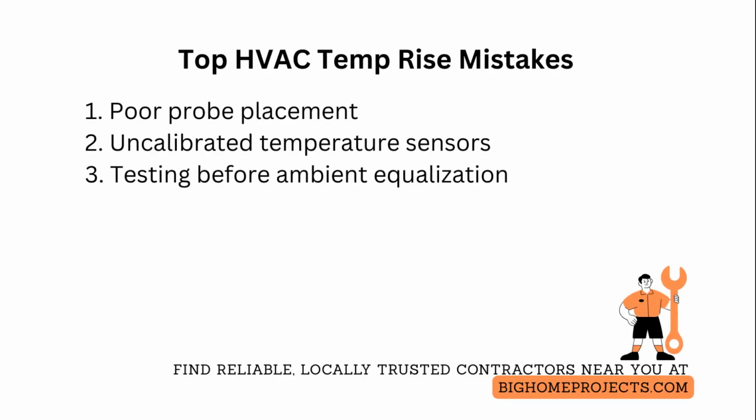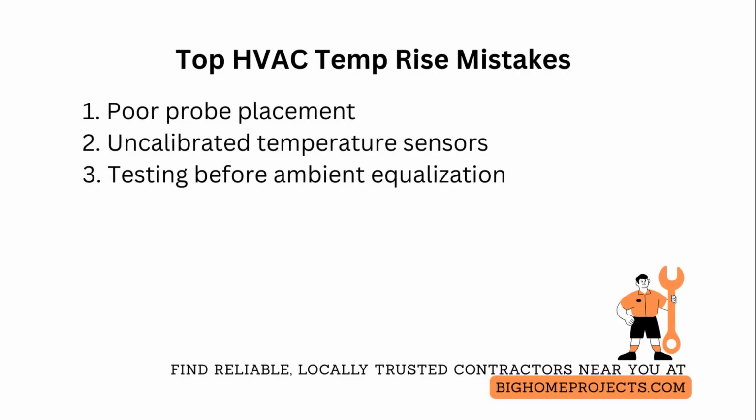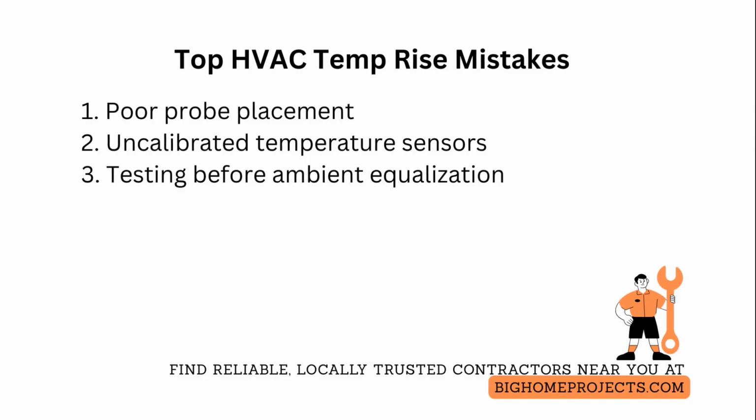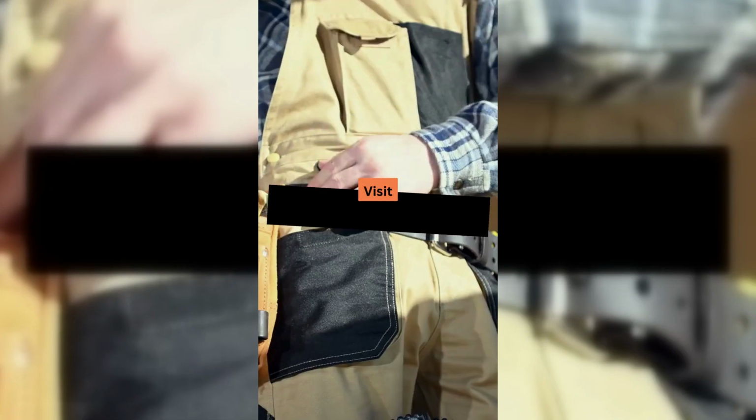One of the frequent faults is starting the test before supply and return ducts reach equal ambient temperature, which violates the HVAC temp-rise formula assumptions. Fix by waiting for both ducts to be within a tight tolerance and using a temporary mixing fan or shade to equalize temperatures if external influences are present.